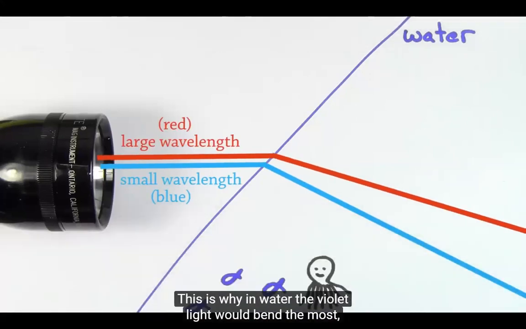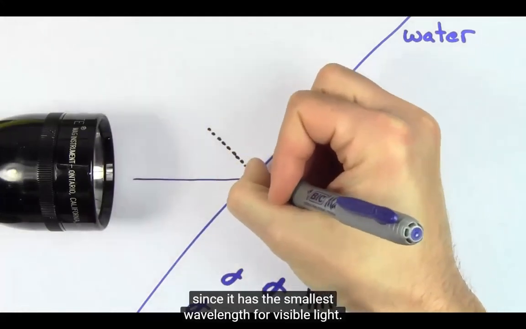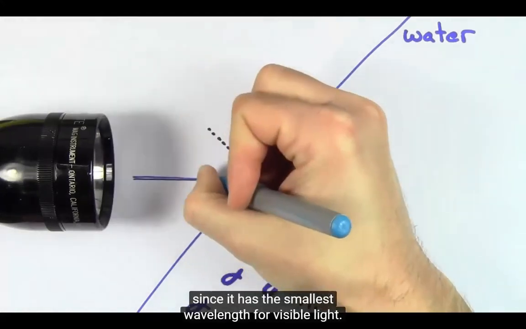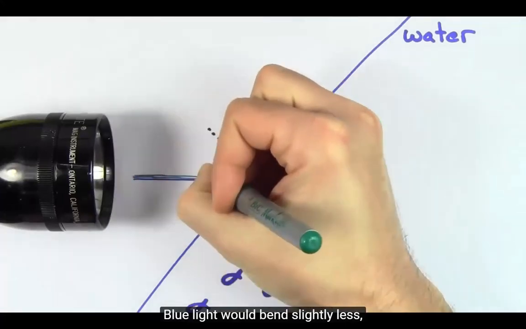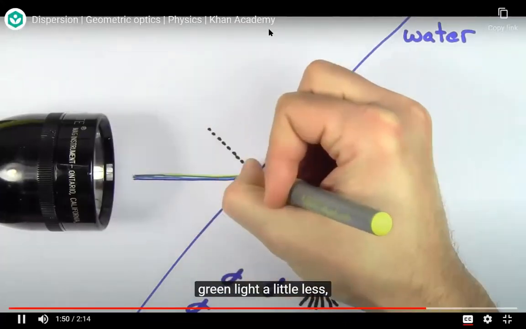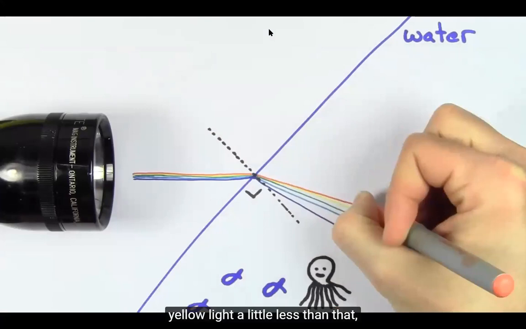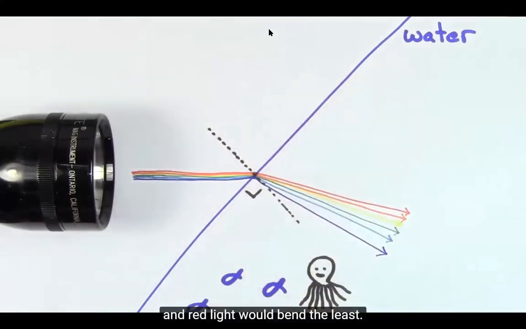This is why in water, the violet light would bend the most since it has the smallest wavelength for visible light. Blue light would bend slightly less, green light a little less, yellow light a little less than that, orange light even less, and red light would bend the least.